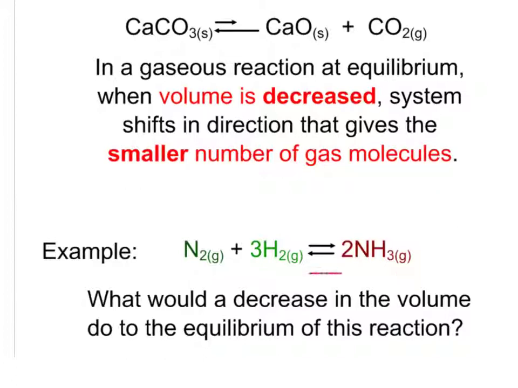So the smaller number of gas molecules would be over that direction. It shifts to the right. There is one molecule of gas here, or excuse me, two, right? 2 molecules of gas over on that side of the equation, 4 molecules of gas on the left, so the equilibrium shifts to the right toward the products.